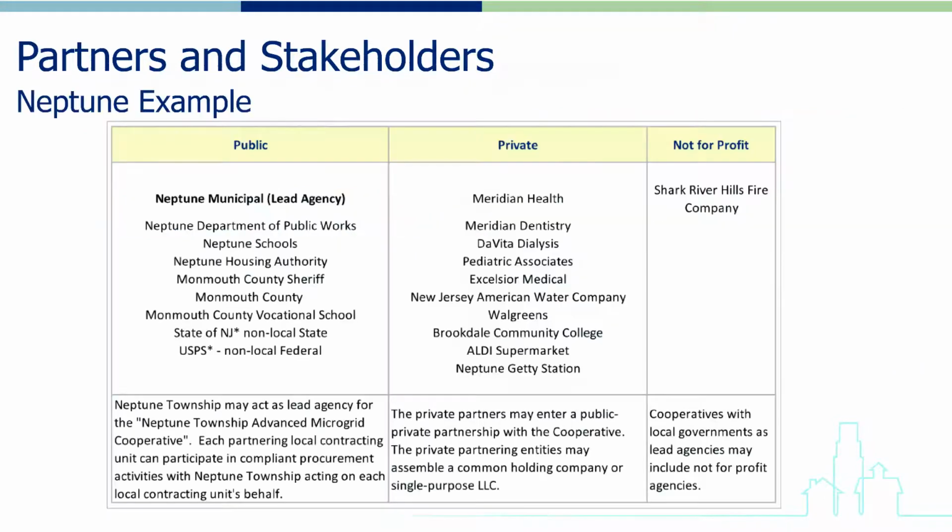As can be seen in the Neptune example, a wide range of public and private companies, organizations, and agencies will be involved in the development of the Neptune Township Advanced Microgrid and in the feasibility study. Roles and responsibilities for these entities will be analyzed and more clearly defined over the course of the technical feasibility study.